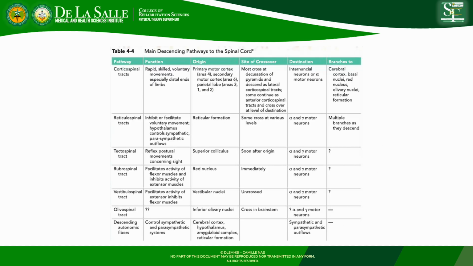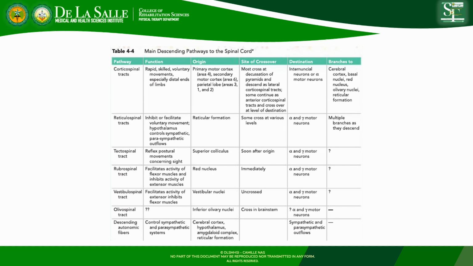Now, these are the tracts that are part of your motor system. These are descending pathways to the spinal cord, and they carry efferent information, so it means motor information. The first one would be the corticospinal tract, which is our primary pyramidal tract. And then we have the extrapyramidal tracts. These are your reticulospinal tract, tectospinal, rubrospinal, vestibulospinal, and the olivospinal tract.